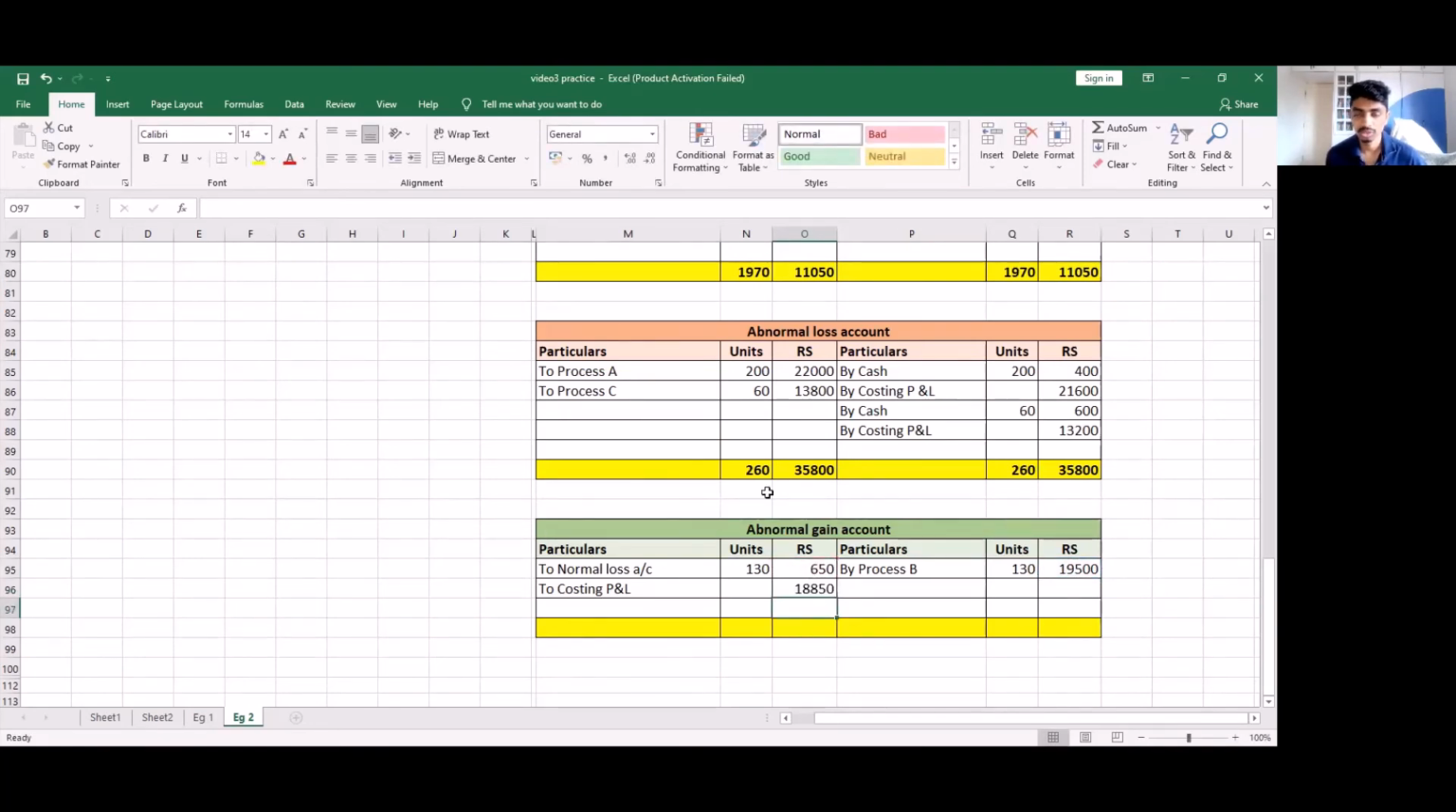So in our abnormal loss account, we transfer our loss to the costing P&L account, and in our abnormal gain account, we transfer our gain to our costing P&L account. So the gain is shown as to costing P&L and the loss is shown as by costing P&L on the credit side. Now let's sum this account to see if it tallies.